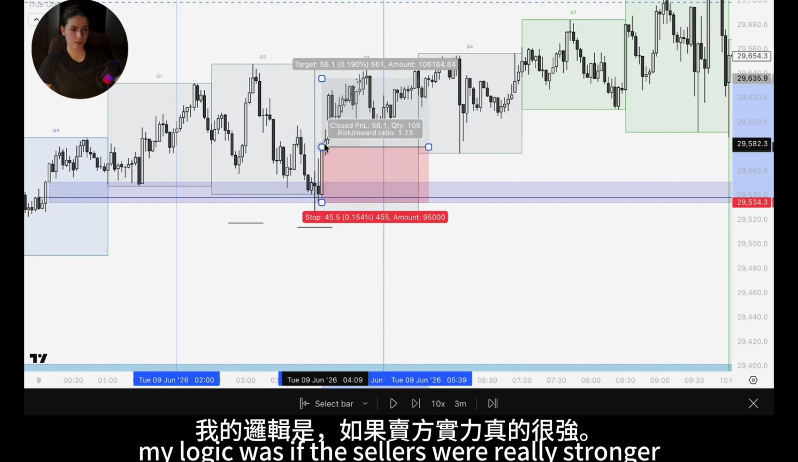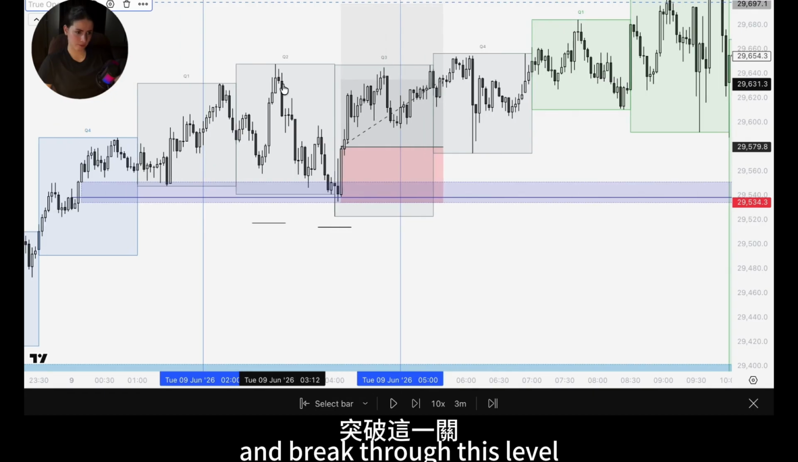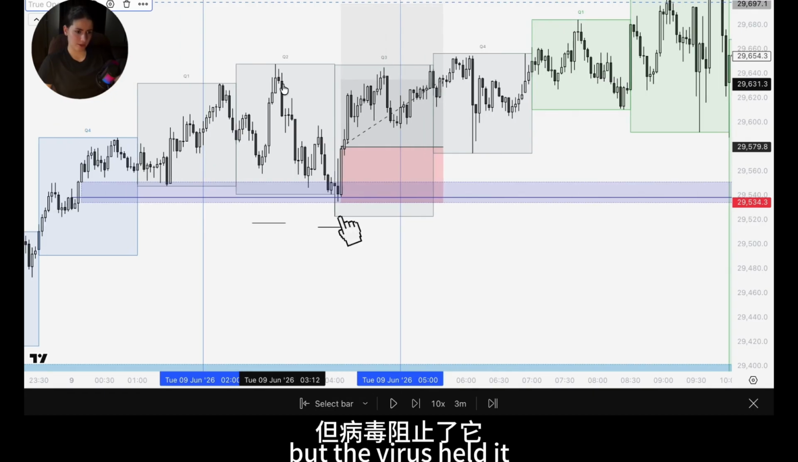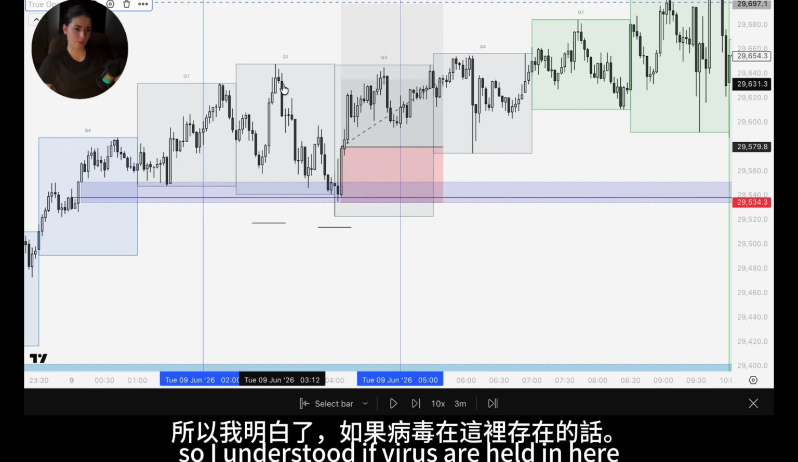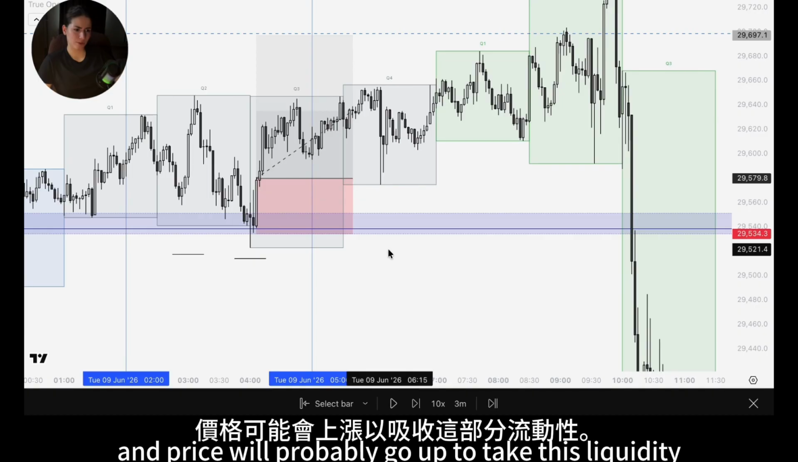My logic was, if the sellers were really stronger, they would push price down and break through this level. But the buyers held it. So I understood that if buyers are holding here, then there is liquidity above, and price will probably go up to take this liquidity.